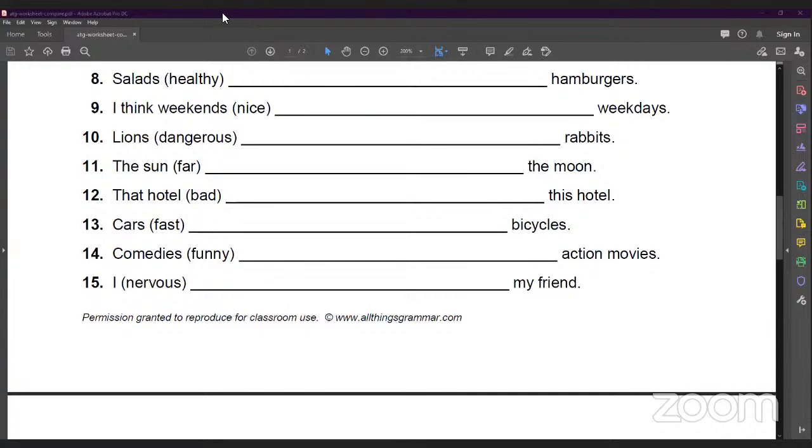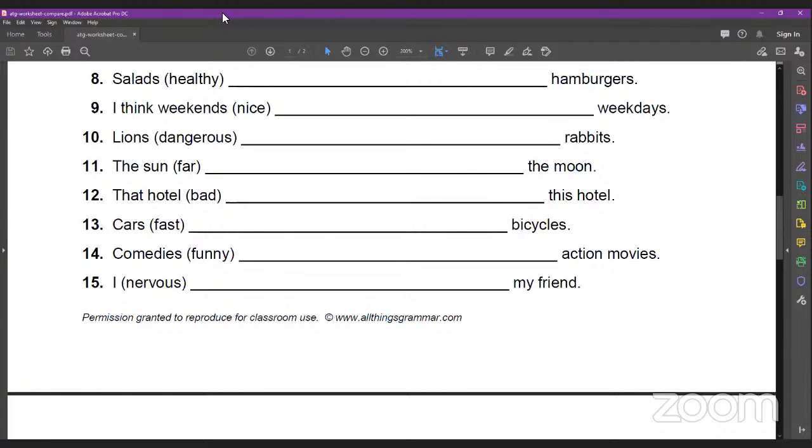Thank you, Ms. Carpio. Well, in number 12, the adjective bad is irregular, so we cannot add the suffix er. We cannot say badder, okay? Bad is an irregular adjective, and being irregular, we cannot add the suffix er. The comparative of bad is worse, worse than, okay?